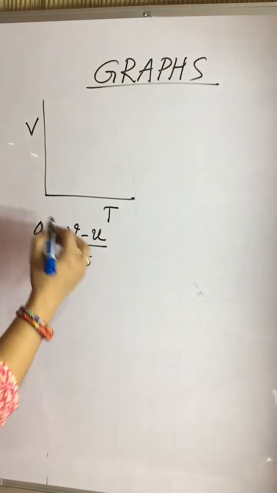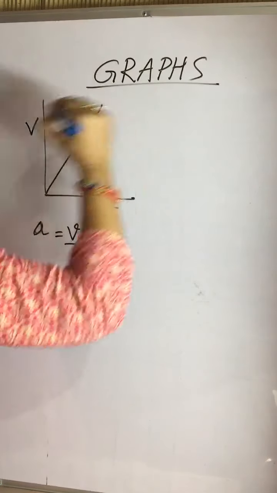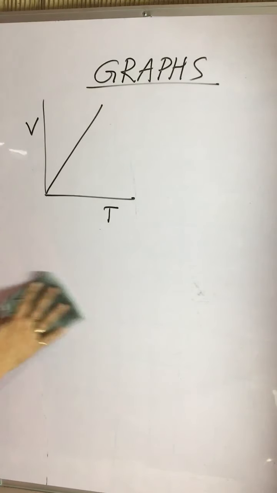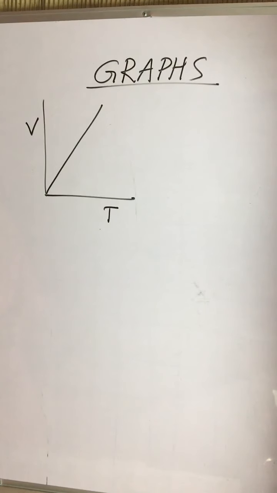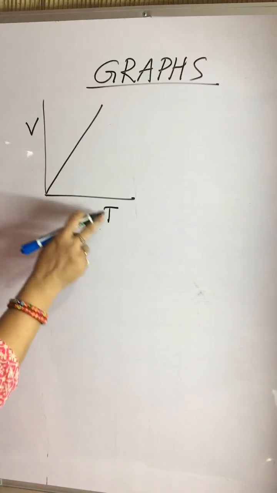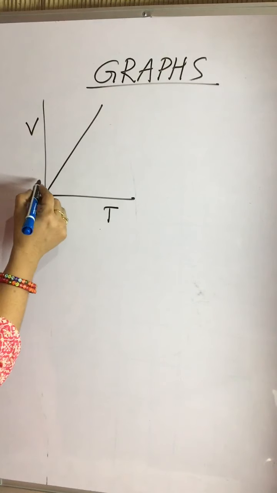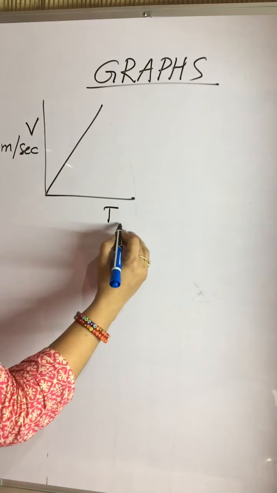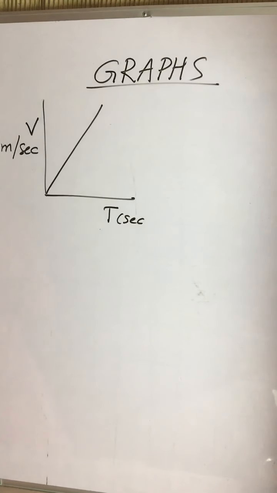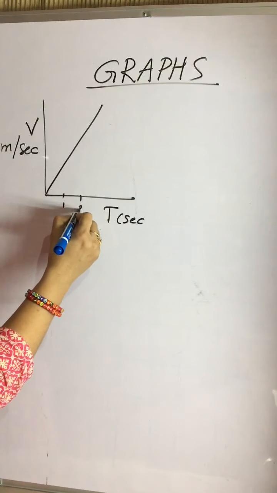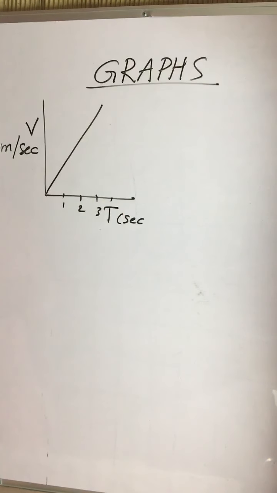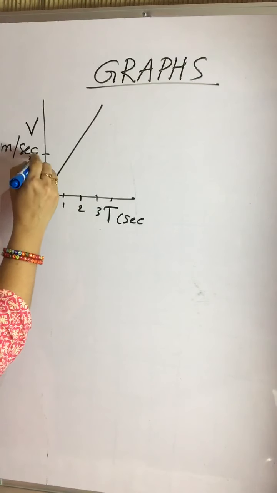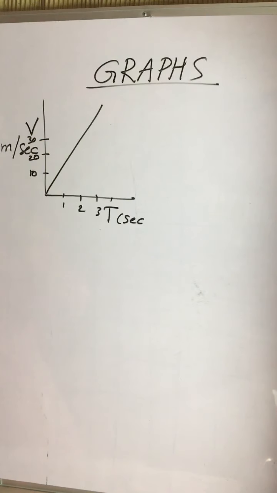Okay? Suppose I draw a graph like this. This type of graph, distance time graph also you have seen. But this is not the case. Here, velocity time graph. Here I will mention anything in meter per second and here I will mention seconds. Here suppose I will take 1, 2, 3, 4 as usual. Here I will take 10 meter per second, 20 meter per second, 30 meter per second like that.